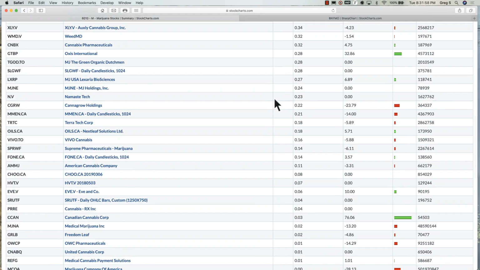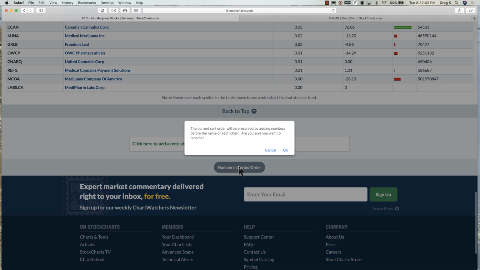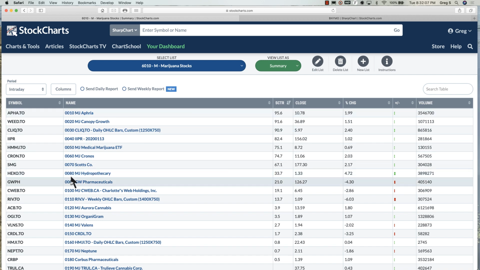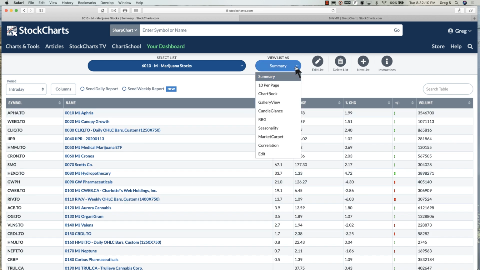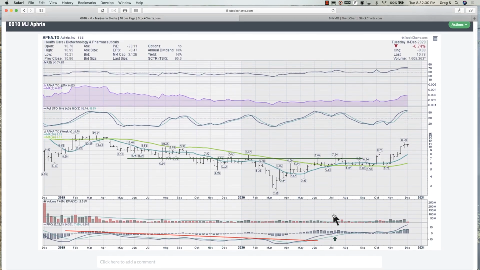And so we go to the bottom of the page and we hit this number in a sorted order button. When we hit it, it's going to put numbers in front of everything to help us control our sort order. Now we go to the chart, and it's going to put the strongest stock first because we've focused on the scooter ranking. If we wanted to run a scan, we could have ranked it by PPO or RSI and all that kind of stuff. We could have done anything without getting into the scanning engine. We just did it very quickly.